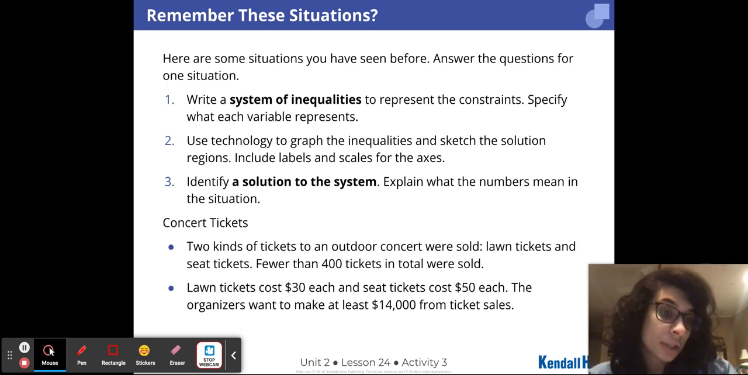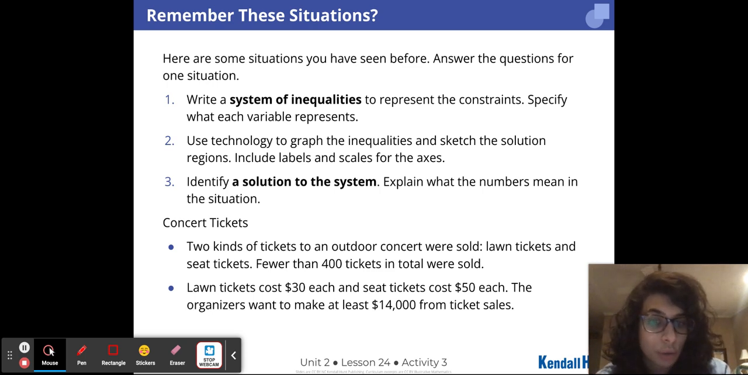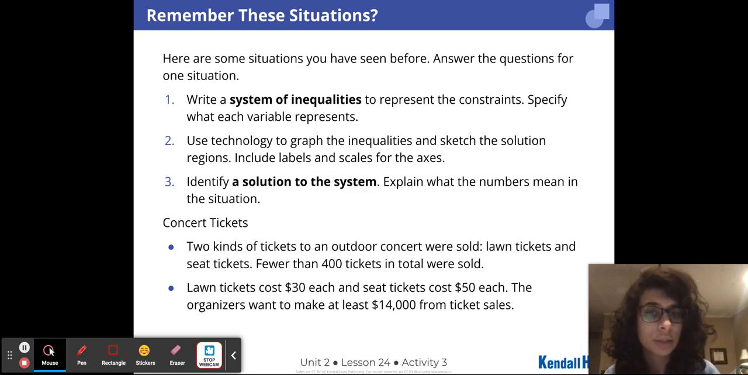Identify a solution to the system. Now, this is the new part. I want you to graph it on the same axes. I want you to identify a solution to the system and explain what the numbers mean in this situation. Like I said, you want a full sentence here. I want you to tell me that this many lawn tickets were sold, this many seat tickets were sold. That gives you a total of less than 400 and at least 14,000, right? Give me a full sentence, and I'll try to give you some sentence structure in your guided notes as well, so it'll help you with your sentence in there. And so your goal is to give me a solution to the system.